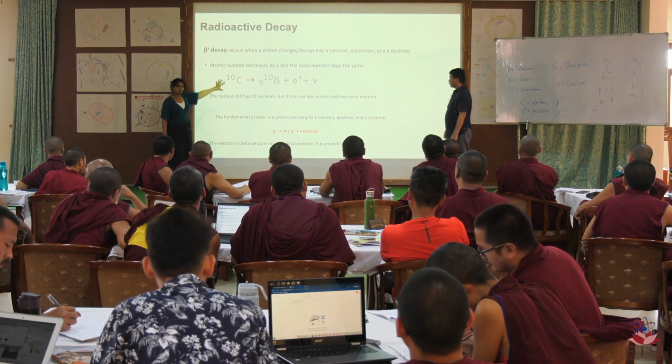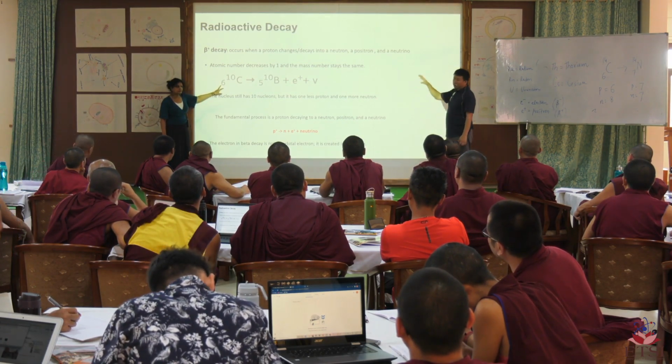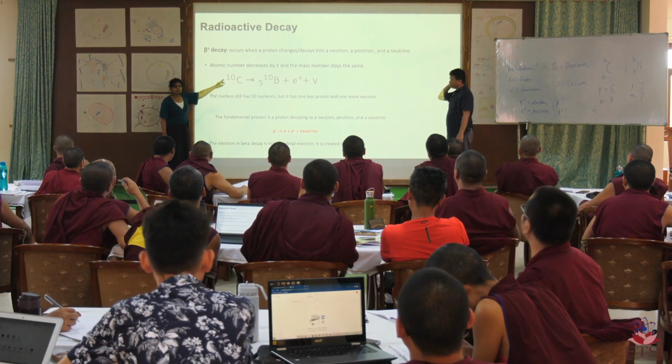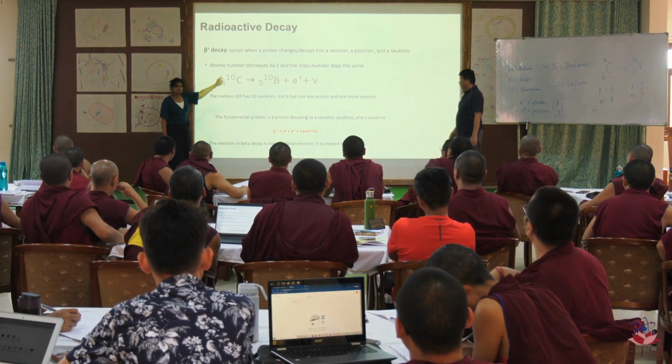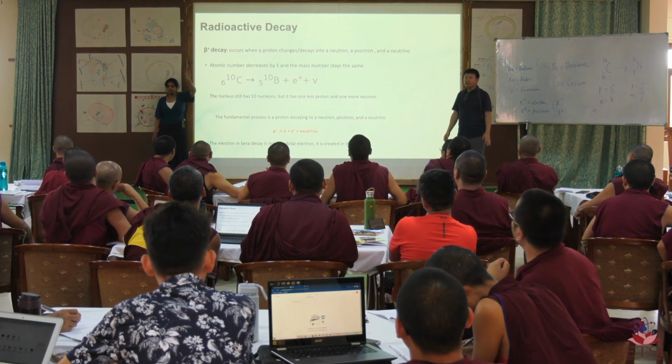So number of protons in this case is? 6. And number of neutrons is? Everyone is getting 4?